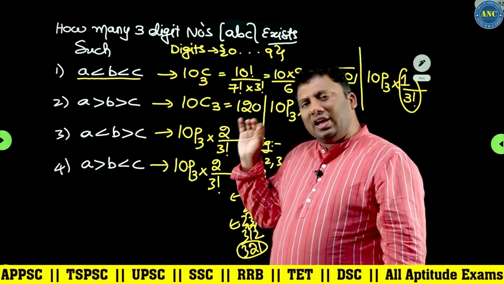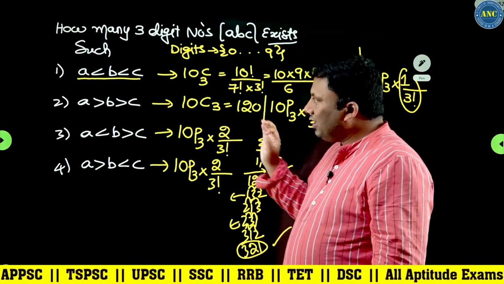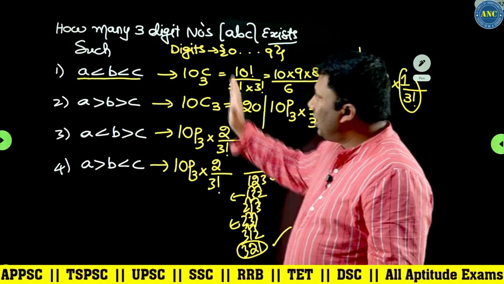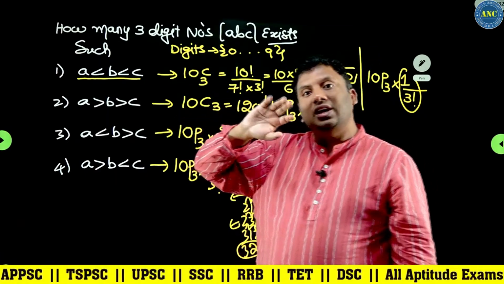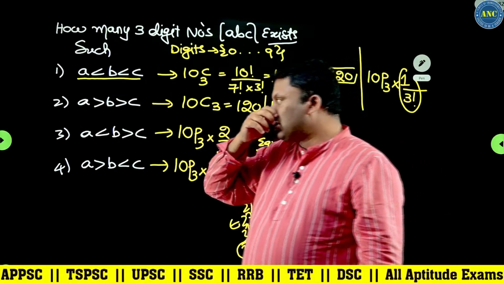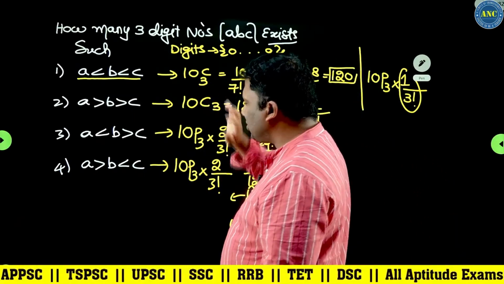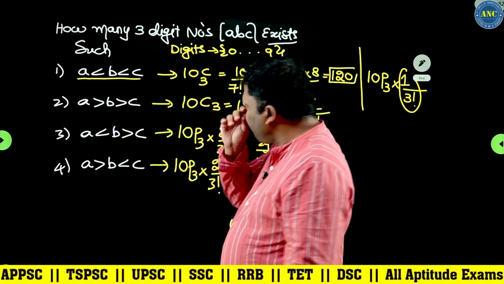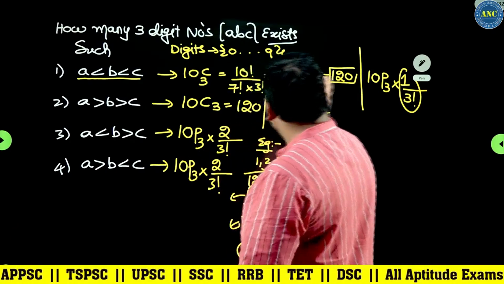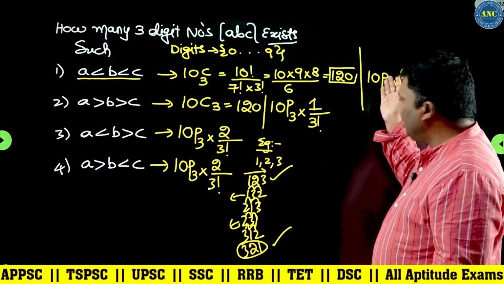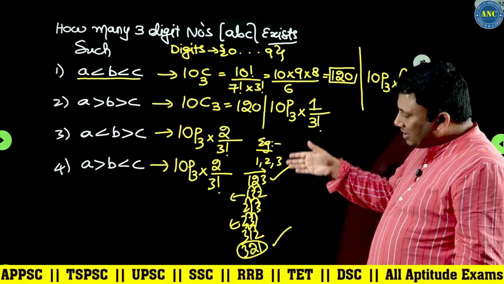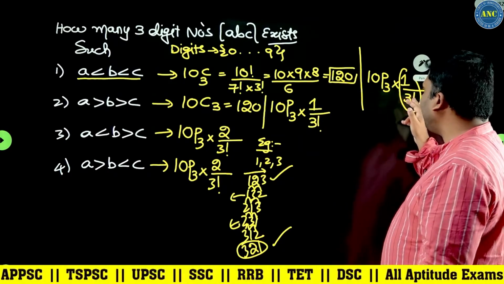Without even doing any calculation, you will get the answer simply like this. How many digits are there? From 0 to 9, 10 digits are there. Out of 10 digits, take any 3 digits, 10P3. These 3 digits can be arranged among themselves in 3 factorial.